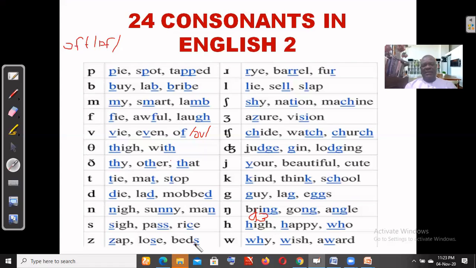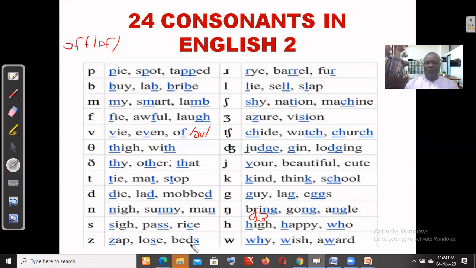Again, you can see that the plural morpheme S has a phonological rule for articulating the sound. When it comes after a voiced consonant, it is pronounced Z. But when it comes after a voiceless consonant, it is pronounced S. And that is why you have cats, because T is voiceless, cats. But then you have cards, because D is voiced. And we have beds, not beds, beds.